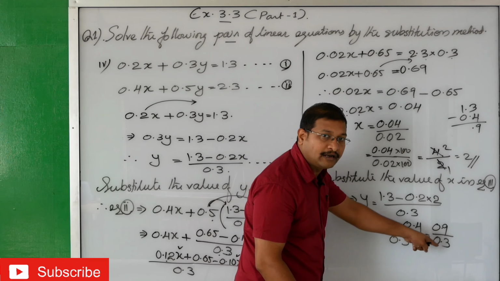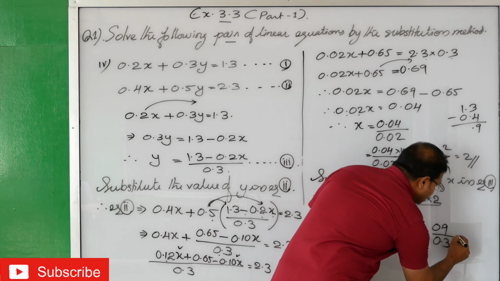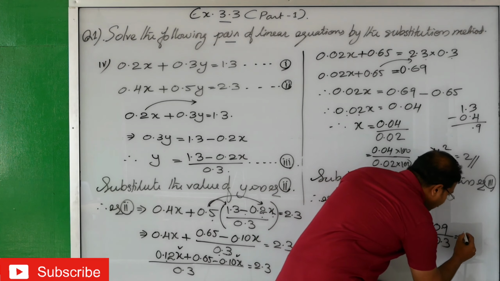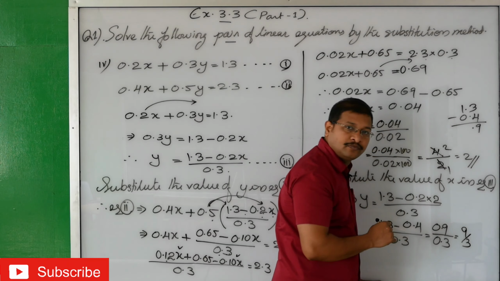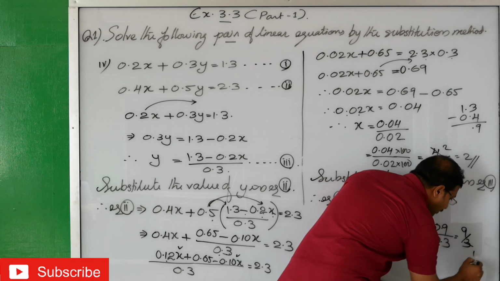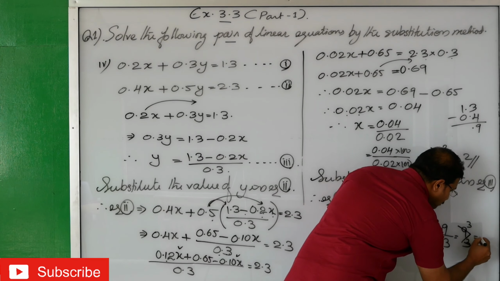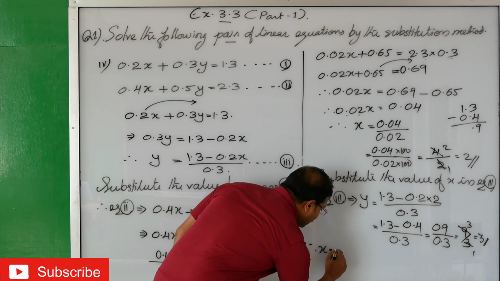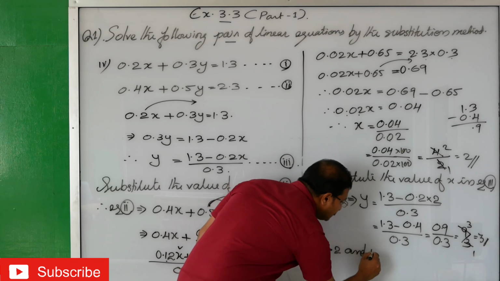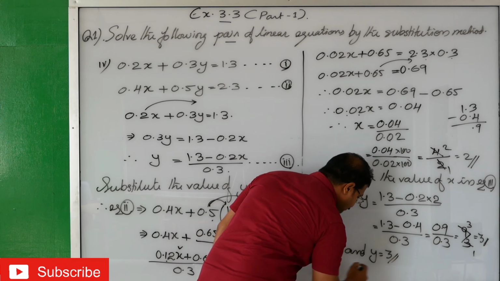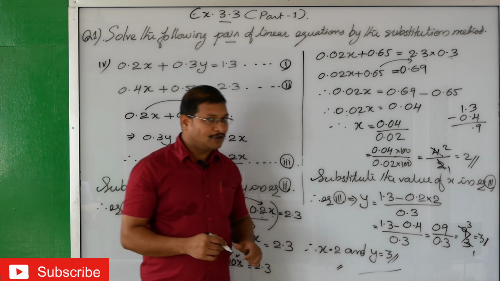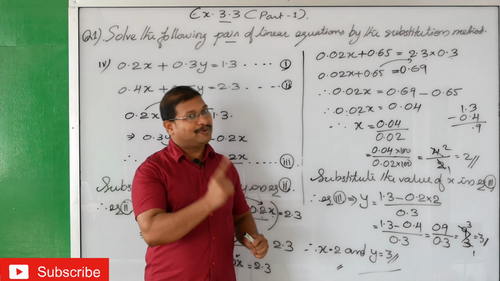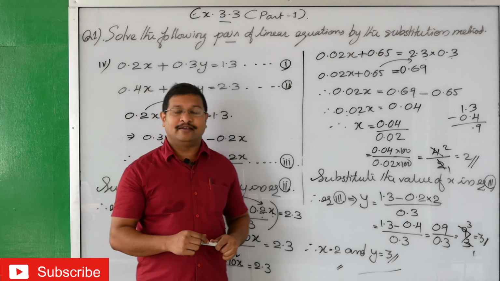1 decimal in numerator and denominator, so you can just remove it directly. Actually we are multiplying numerator and denominator by 10. Ready? Then we'll get 9 by 3. Ready? Now we'll cancel by 3. 3 1s are 3. 3 3s are 9. So the answer is 3. Therefore, x equals 2 and y equals 3. Got it? It is a bit longer because of the decimals. So what do you want to do? Practice more. Ready? Let's go to the next question.